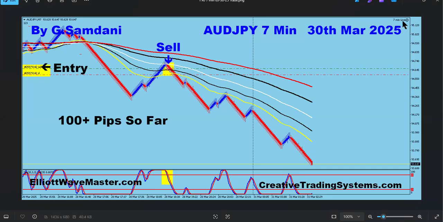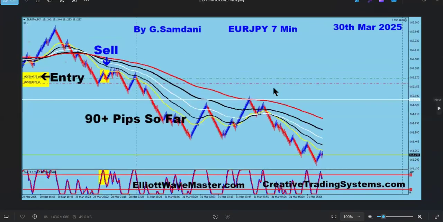So this expert advisor, 7-minute live, is a robot, an auto robot. It takes the trade entry, and it's 100 plus pip to the downside, Aussie yen. And most of the trades you will see are taken by the expert advisor. This one, Euro yen, was also taken by that, for 90 pip.